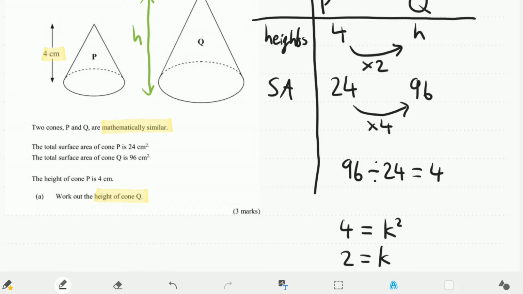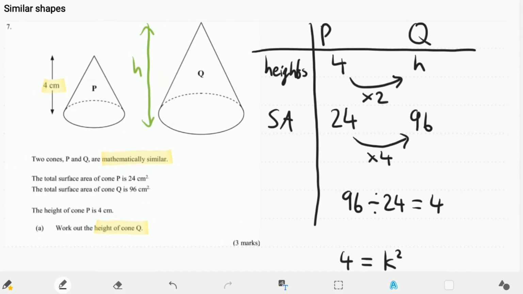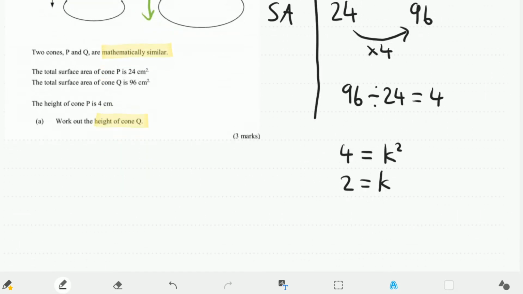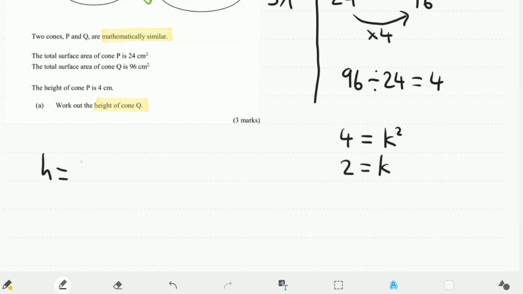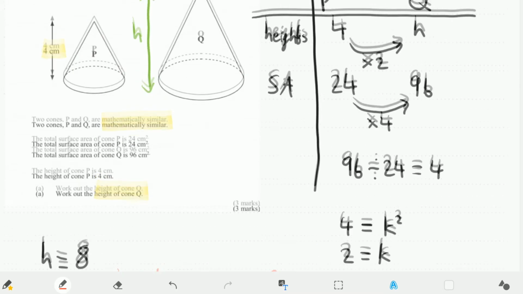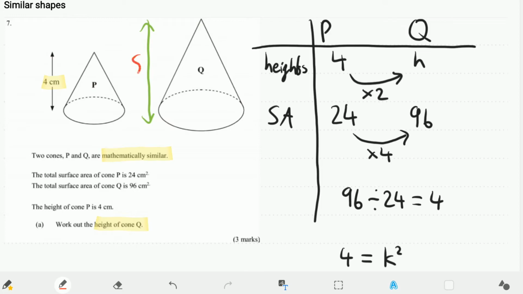Now, if we were trying to figure out the volume of any of the shapes from going from P to Q, then we would have to multiply by 8, and you would realize that when you figure out the volumes of these shapes. Okay, and because we're doing 4 times 2, then our height will be equal to 8. And that is our answer for this question. The height of the cone is 8. So now that we know it's 8, we can say that it is twice as tall.